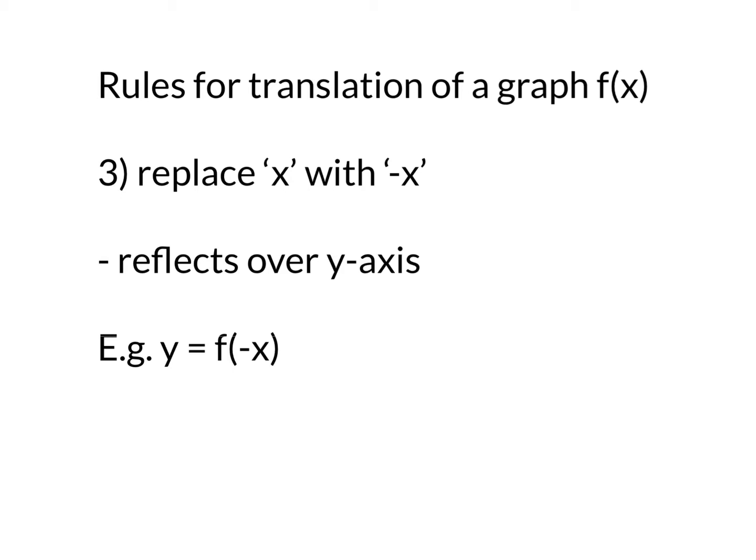So the first one is, if we replace the x with a negative x, this actually reflects the graph over the y-axis. So for example, if we have y equals f of minus x, so wherever an x is, if there's a minus x, it flips it over, reflects it over the y-axis.